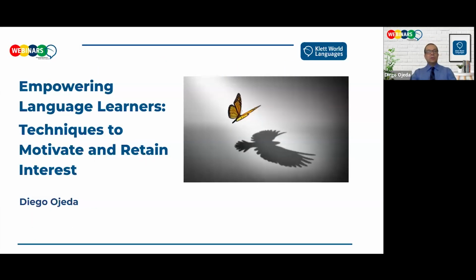Let's get started. So we're talking about empowering language learners: techniques to motivate and retain interest. So the key word here is motivation, or perhaps instead of motivation, it is probably demotivation, because when our students are motivated, well, that's not an issue, right? But when they are not motivated, that's when we need to stop and think what's happening, what's going on here in the classroom, what's going on with our instruction.